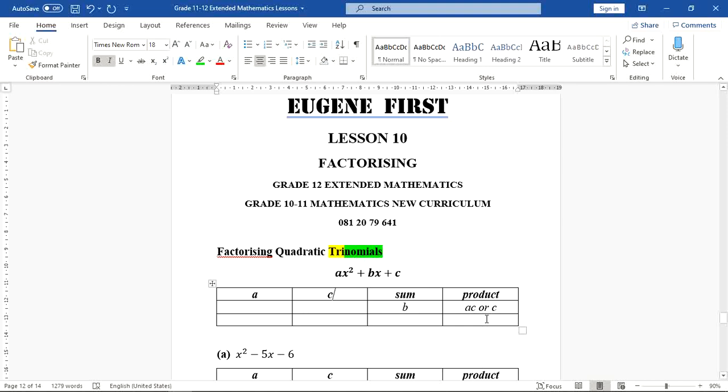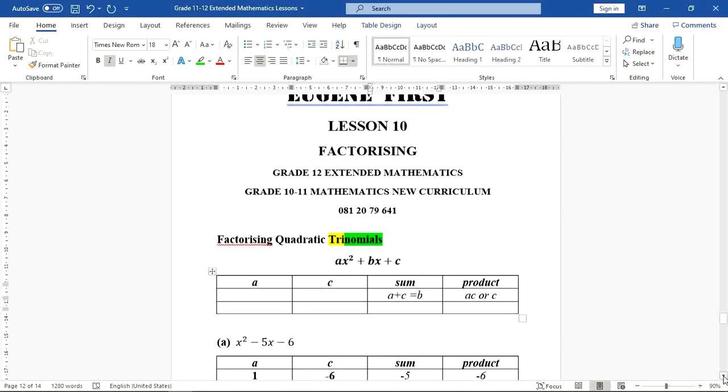Okay, and then after that, you look for two factors of that product which, if you add them up, should give you b. So then you know for sure that you are doing the right thing. If you add the factors, they will give you b, but if you multiply them, they should give you the product of a and c. Alright, then once you get that, you should now replace b by the factors that you got. And then after that, you can now factorize by grouping. You're going to end up with 4 terms, and then you factorize by grouping.